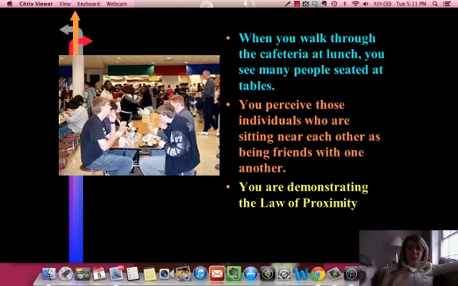An example of this in your real life is that when you walk through the cafeteria, you see lots of different people seated at different tables, right? You perceive those individuals that are near to each other as friends. This is the law of proximity. So people who sit closer together than others, you group them together, and that grouping of people who are closest is proximity.